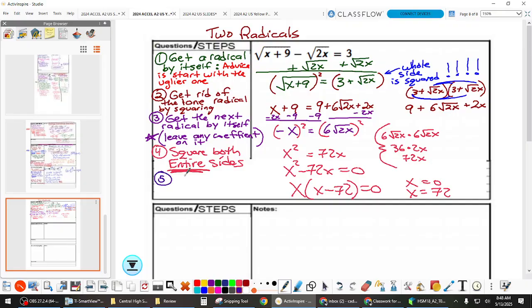Okay, we got a little behind on our steps, so solve for x as usual, and then check for extraneous.